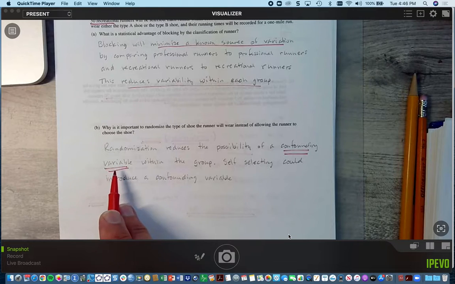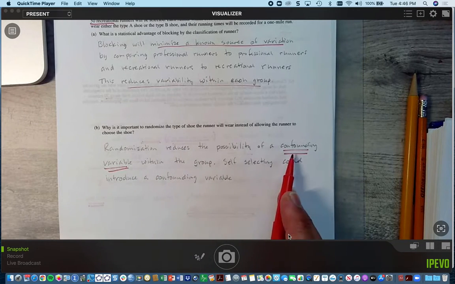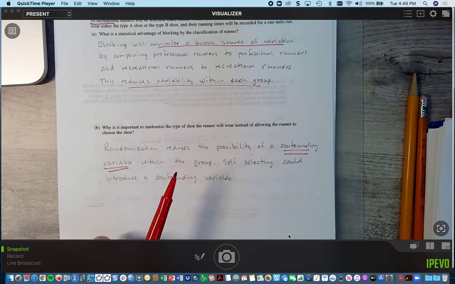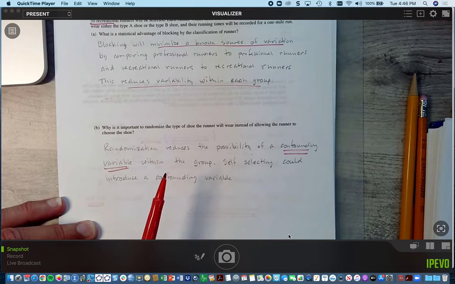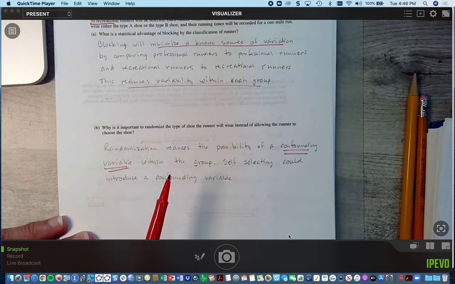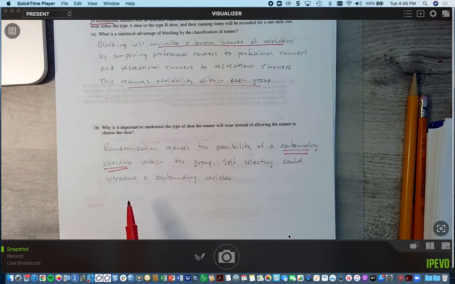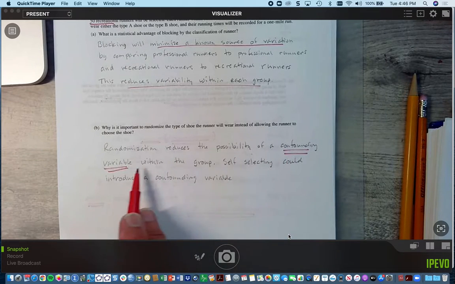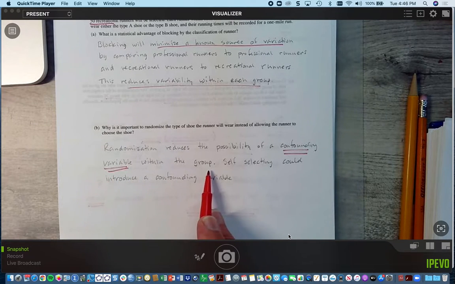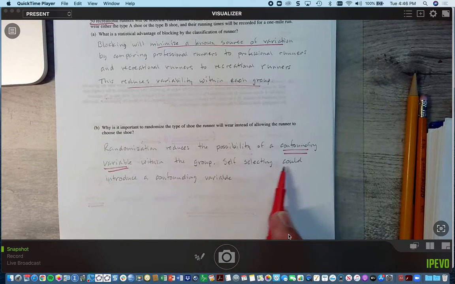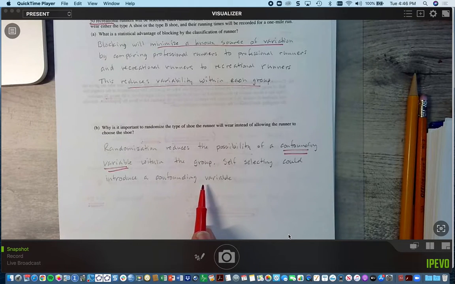A lot of you did use different terminology here. Some of you said reduces bias. Bias is not really something that is in an experiment. Bias has to do with the way that we sample more than the way that we assign things. So randomization is going to reduce the possibility of a confounding variable within the group. Self-selecting could introduce a confounding variable, and that confounding variable would be familiarity with the shoe.